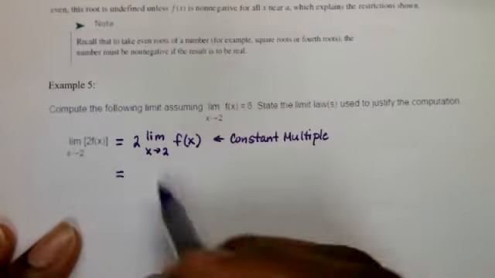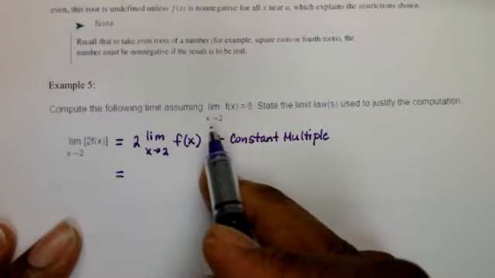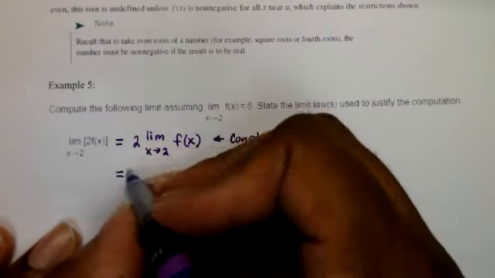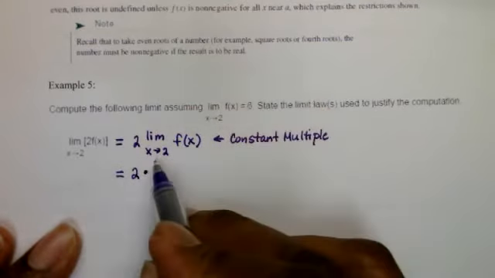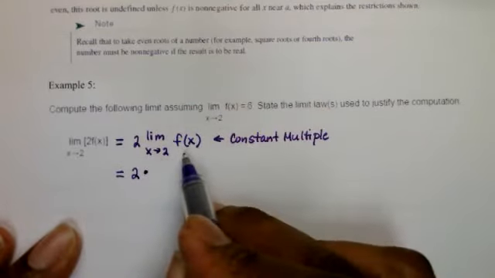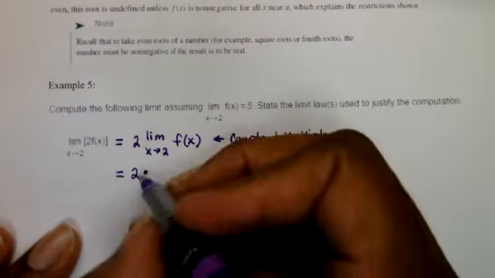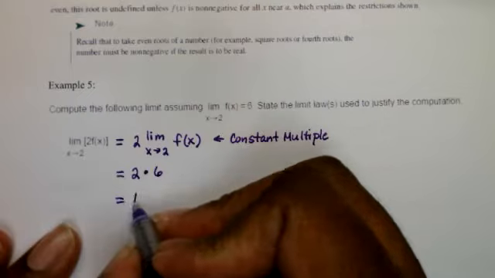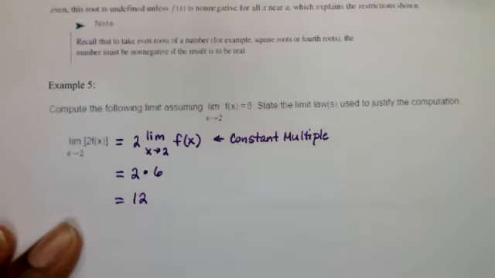And now I'm given that the limit as x approaches 2 of f of x is equal to 6. So I can say 2 times, and just substitute the limit as x approaches 2 of f of x with what it is equal to, that's 6. So here 2 times 6 will be 12. And that will be the final answer to that problem.